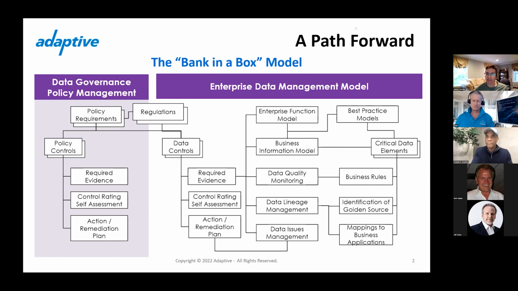So all of that is out of the box. And then you have all the data controls. Again, that has to have required evidence, self-assessments and remediation plans. Then we map it all the way to their critical data elements. So you have the enterprise functional models, the information models, and then we've already shown you lineage and traceability and all of that, and all the rules.